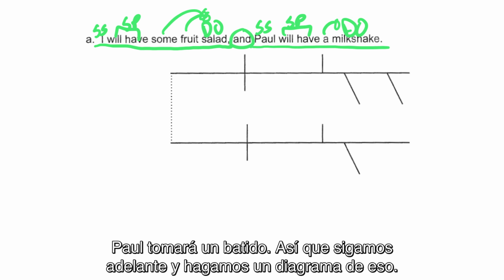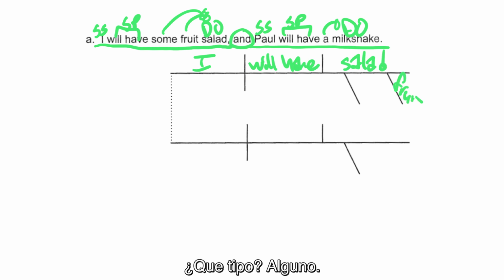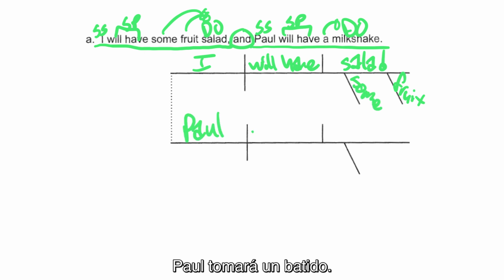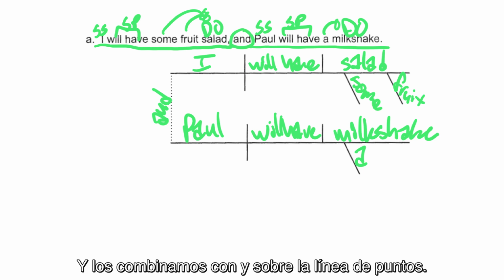So let's go ahead and diagram that. I will have salad. What kind? Fruit. What kind? Some. Paul will have milkshake. And we combine them with and on the dotted line.